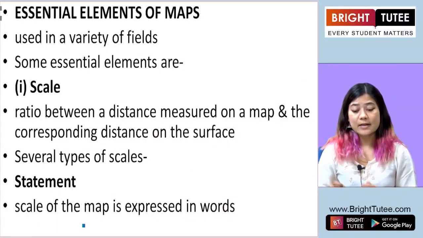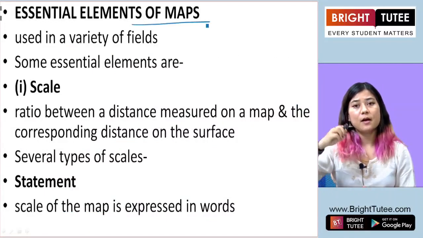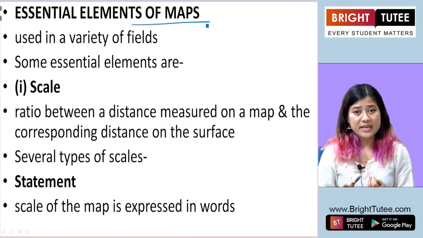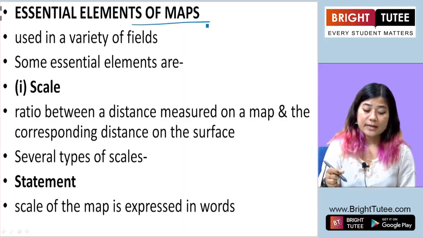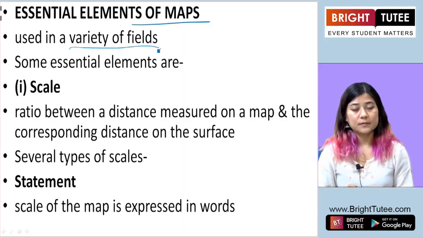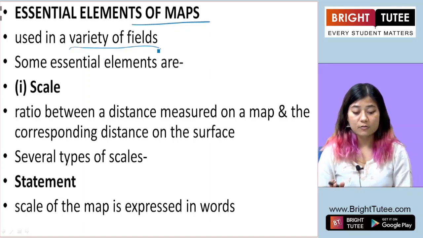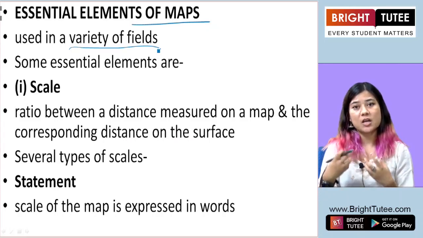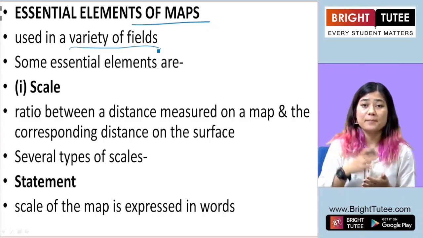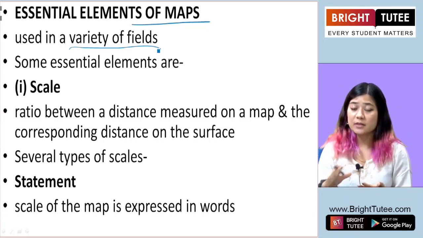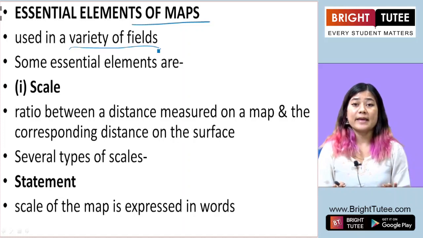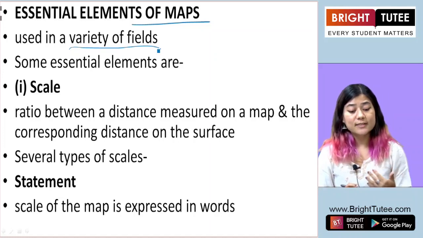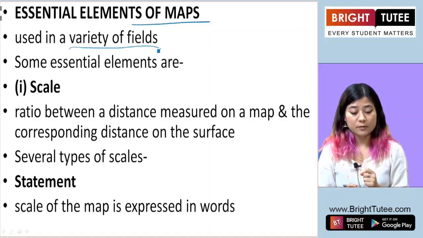Now there are essential elements of the maps. Okay, there are some elements which are very important for the maps in their making and their reading. The maps are used in a variety of fields. And because they are used in a variety of fields and are very important, the elements which are essential for the making of the map become even more important. It has to be correct, it has to be understood by everybody, not one person, not one small group, but everybody. Okay, now let us look at three essential elements of the map.